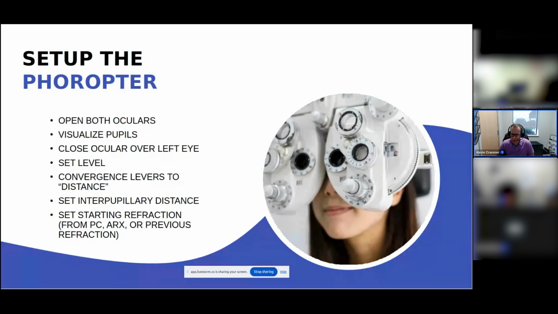And then also you're going to put in the starting refraction. There's no reason to start from scratch. In almost all cases, you'll have a starting refraction either from an autorefractor or from measurement of their current glasses on a lens meter, or just from knowing their previous refraction from their exam last year. You can look in the exam notes and you can put in their previous refraction.